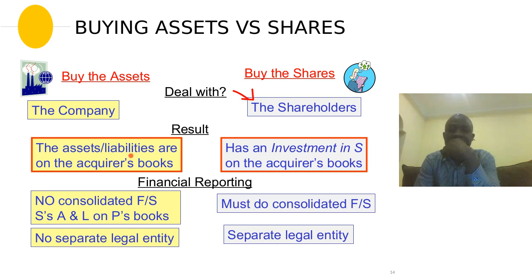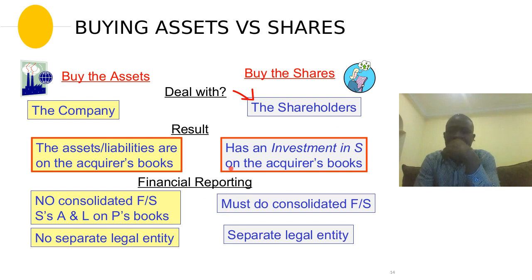Now, the result in both cases is that when you are buying the assets, the assets and liabilities are on the acquirer's books. And when you are investing in shares, the result is an investment in shares on the acquirer's books also. So that is a similarity.